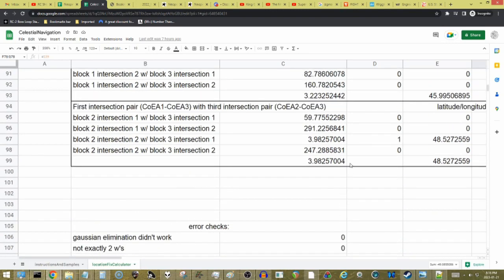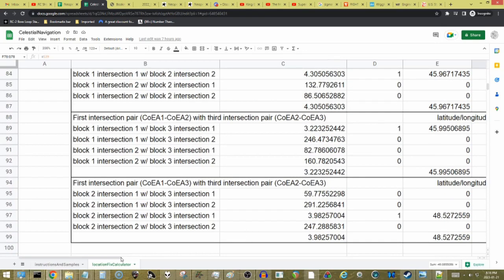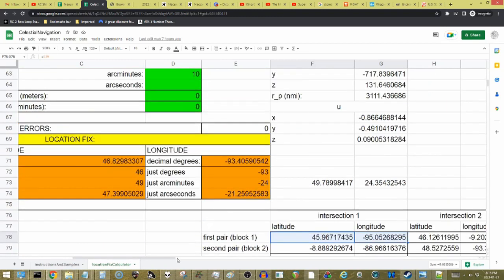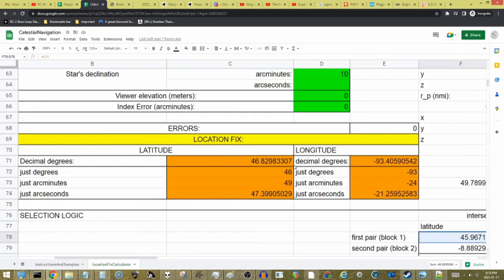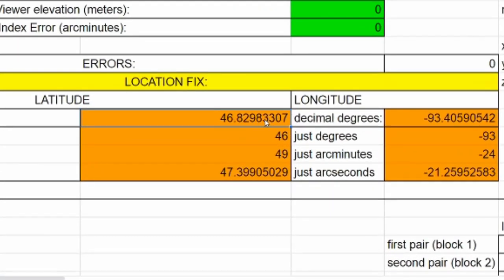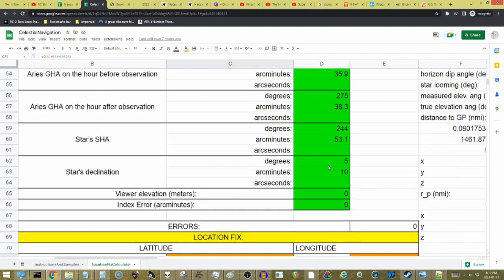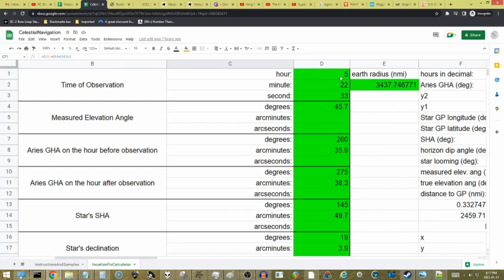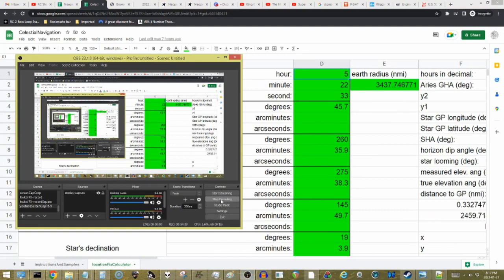Yeah, it's an inaccurate fix, but you just get the location fix. So I just take the average of the 3 intersection points, and this is the final answer here. The final latitude is 46.8298 degrees, and the longitude is negative 93.406 degrees. So I'll put a link to this calculator here so that you can use it yourself. All you have to do is plug in the sextant readings, and that's basically done for you. So I hope you find that useful.